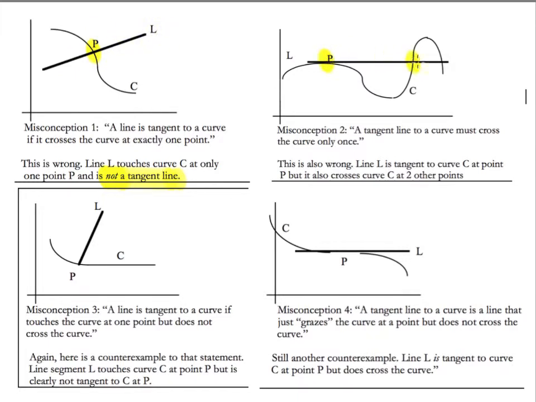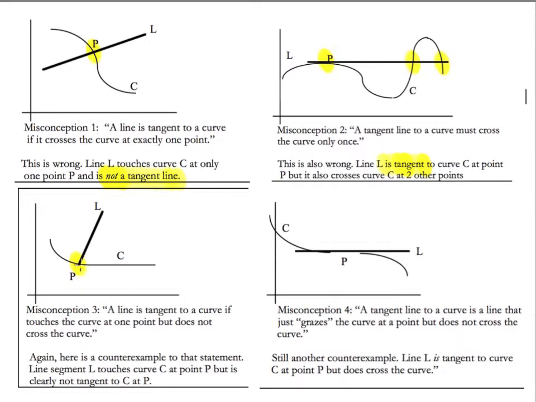Now here on the right-hand side, we have another misconception too. A tangent line to a curve must cross the curve only once. Here, this is a tangent line, but it crosses the curve more than once. So we have to expand our definition to say a tangent line may cross the curve more than once. We're focusing on that it's tangent at that point P. P is the point of tangency.